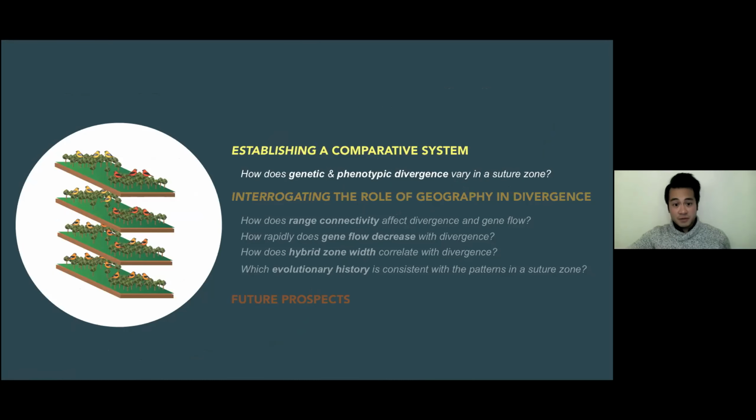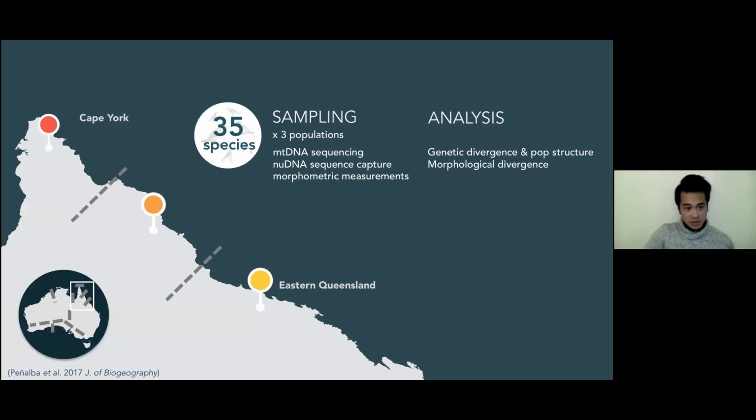And so first off, how does genetic and phenotypic divergence vary in a suture zone? With this, I initially looked at some samples we already had in the museum and compared them in this suture zone in northeastern Australia. We just looked at some of the individuals from Cape York, a contact zone between New Guinea and eastern Queensland, and used 35 species that are all co-distributed in this area. I did sequence capture as well as mitochondrial DNA sequencing to scope out what's going on. And then I also paired this with some of the morphometric measurements that have been done previously in some of the museum skins.